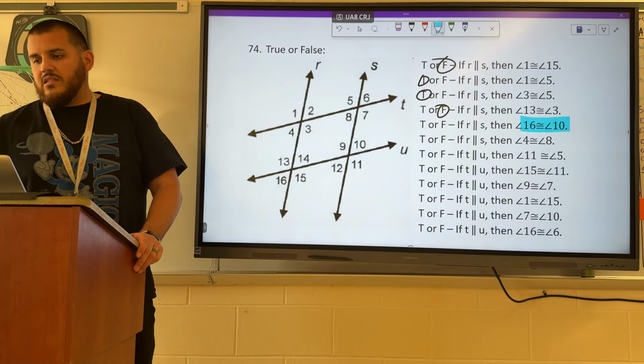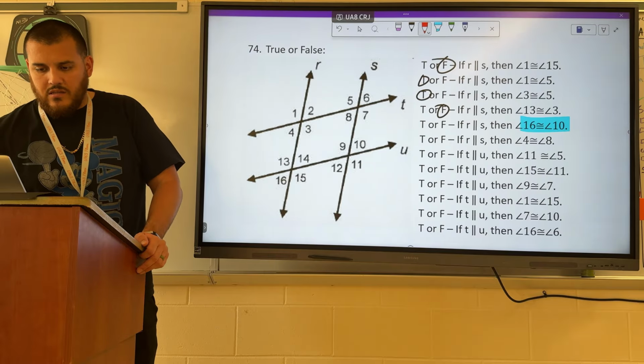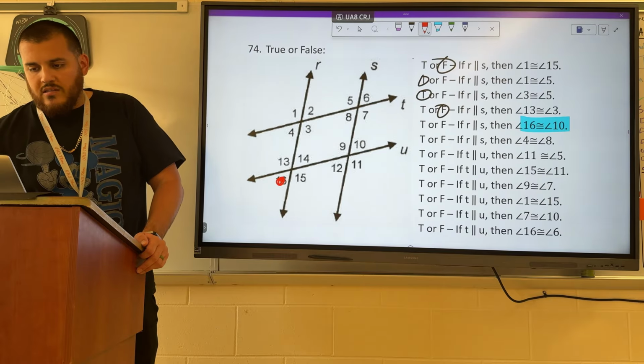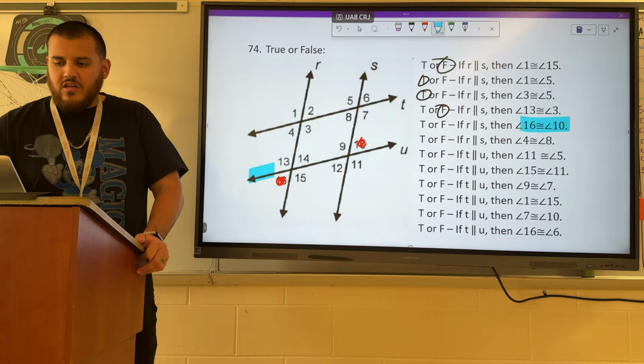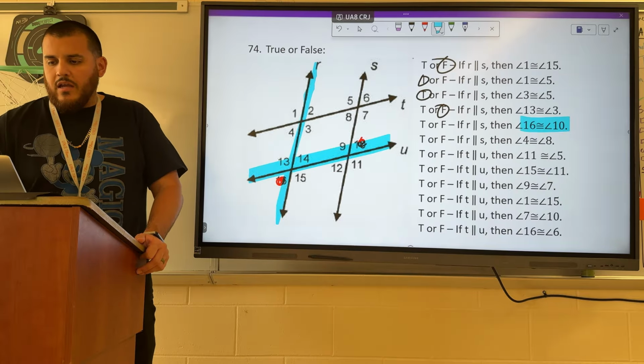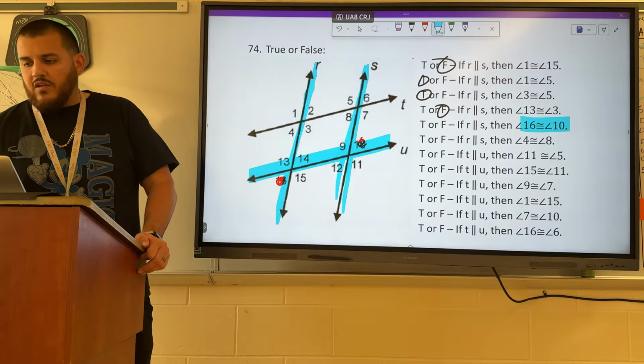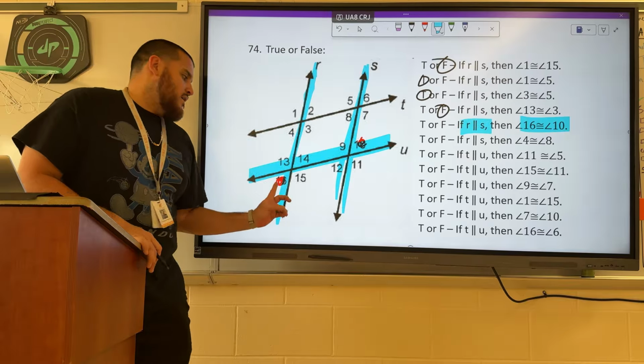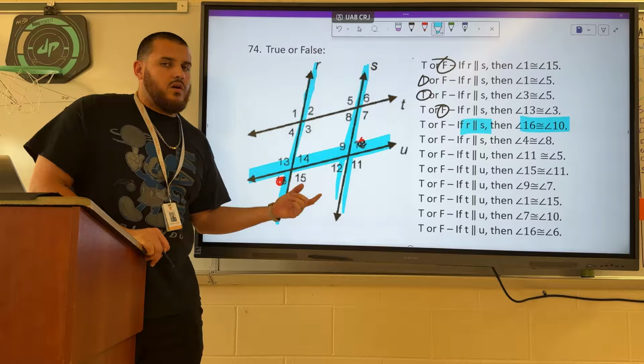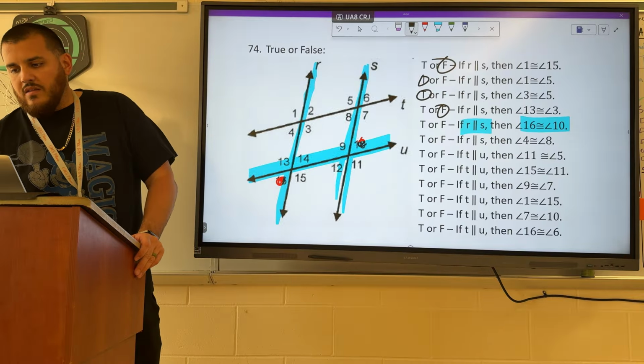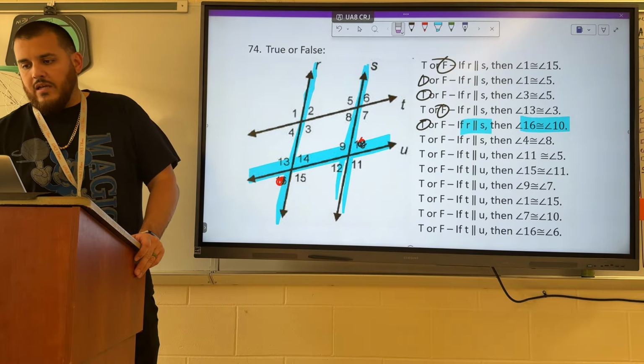Next, we have angles 16 and 10. Here is 16. Here is 10. Those are created by the intersections of U and R, and then U and S. So we do have the correct lines being parallel here, and these are alternate exterior angles, which are always congruent on parallel lines. That is true for that statement.